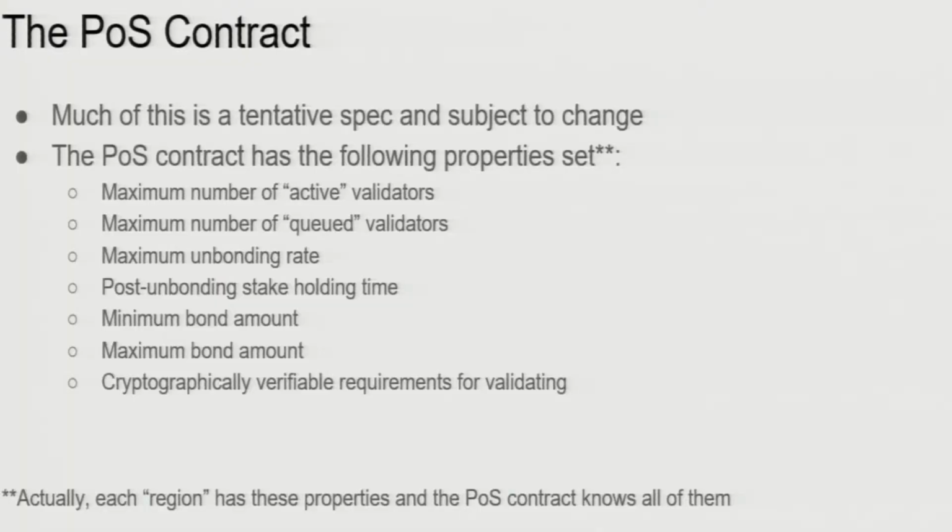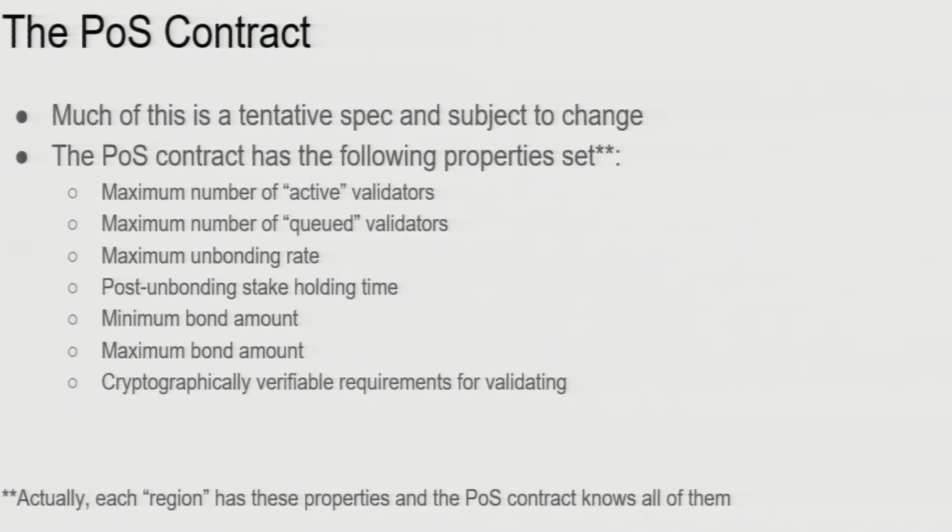But the general scheme is that every region has certain properties related to its proof of stake set. Things like how many active validators you can have, how many validators can be waiting to become active, how many validators can leave over a given time span. You want to prevent horrible things like all the validators dropping off at once. Also, how long does it take before I actually get my original bond back? We'll talk about that in a little more detail in a minute.